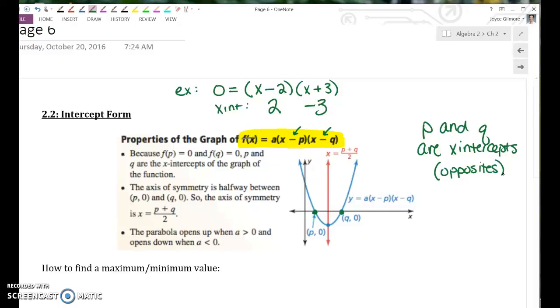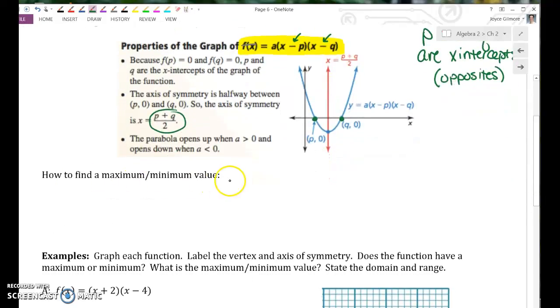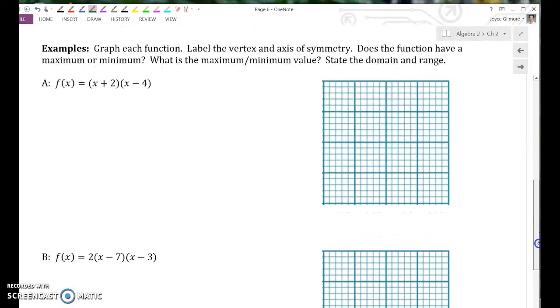The axis of symmetry is perfectly symmetrical between those two intercepts. So there's two ways to find the axis of symmetry. You can either take your fingers and count in from the intercepts until your fingers meet, or you can find the average of the intercepts. P plus Q, add them together and then divide by 2. That'll give you the average, which will be the axis of symmetry. We are going to fill in how to find the maximum minimum value after we've done example A, because I think you'll understand it a little bit better.